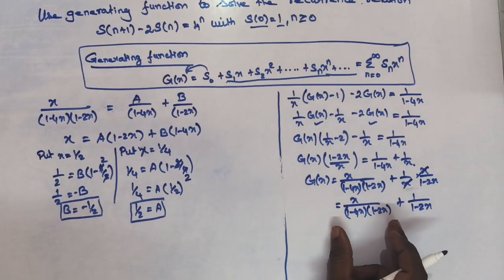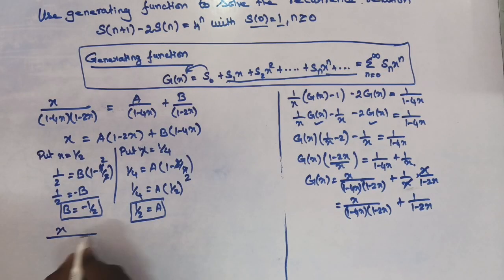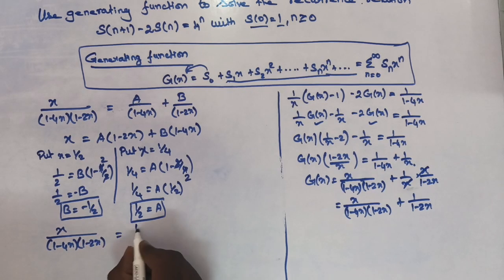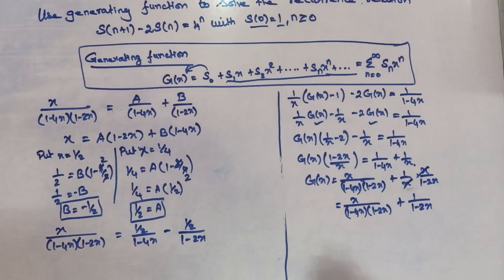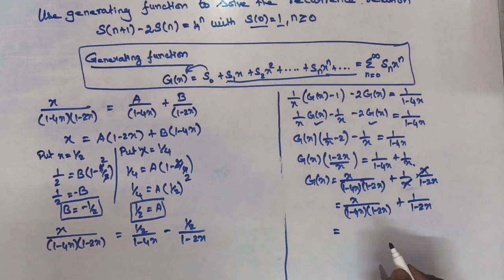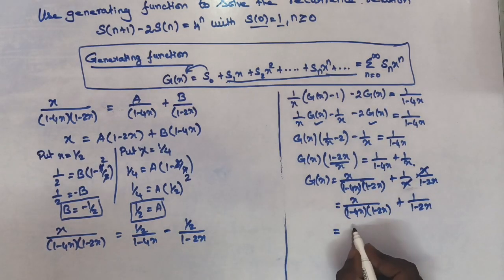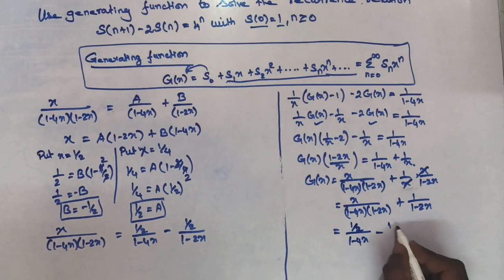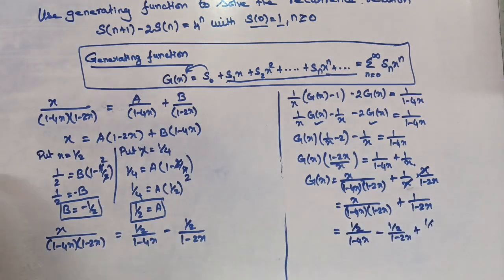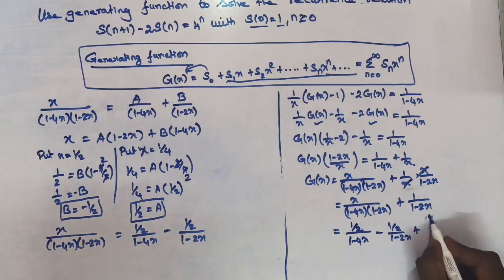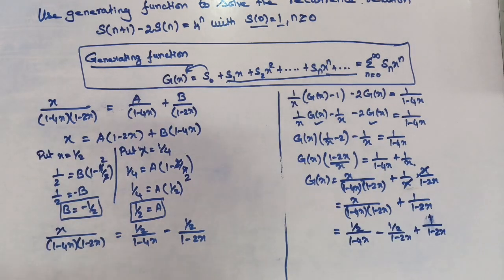So instead of this, I can write x divided by (1 minus 4x)(1 minus 2x) equals 1 by 2 times 1 minus 4x, minus, because b is minus 1 by 2, 1 minus 2x. So I can write this here. This is equivalent to 1 by 2 (1 minus 4x), minus 1 by 2 (1 minus 2x), plus 1 by (1 minus 2x). Okay, this is what you have.